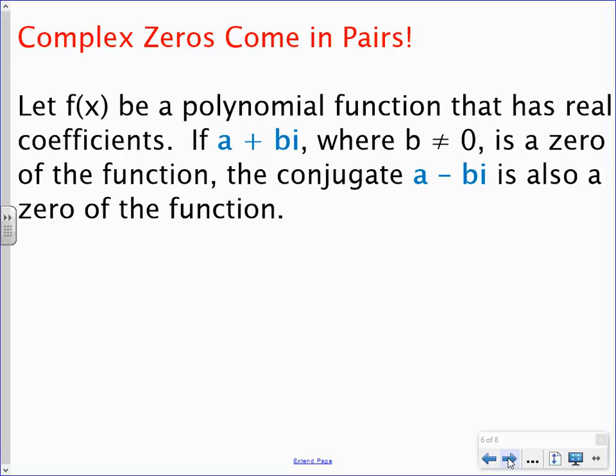This is what I want you to think about and have a 60-second conversation with your group. Is a cubic function guaranteed to cross the x-axis? Is a quartic, an x to the fourth function, always guaranteed to cross the x-axis? Talk about it.